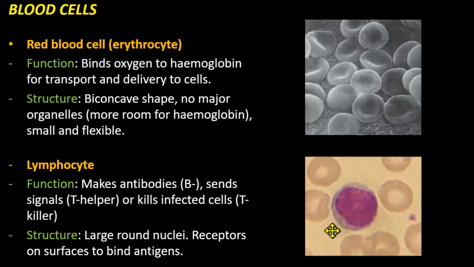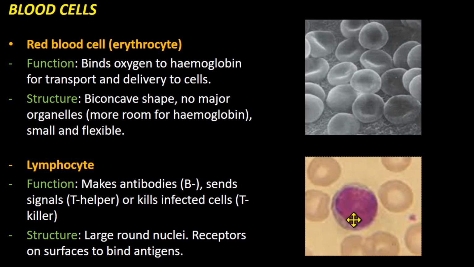Here we have a lymphocyte. So lymphocytes are part of white blood cells. The other term for white blood cells is leukocytes. So lymphocytes can either make antibodies, and these are called B lymphocytes or B cells. They can send signals. These are called T helper cells, or they can kill infected cells. These are called T killer cells or cytotoxic cells.